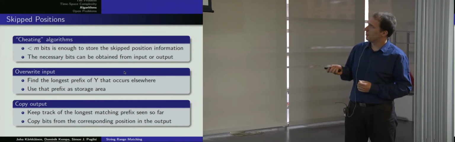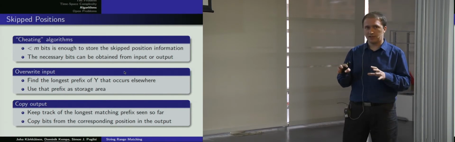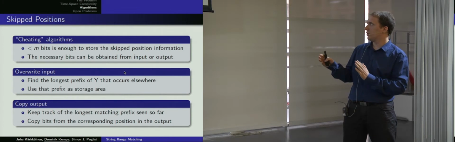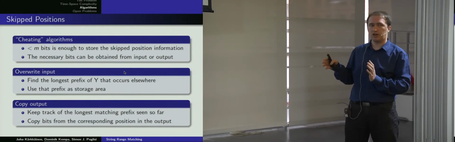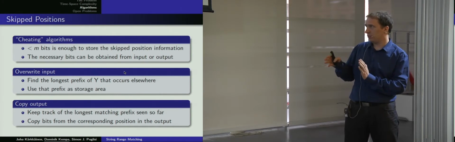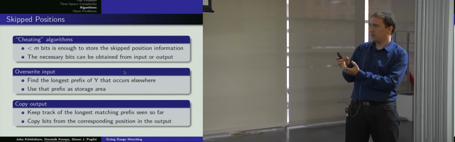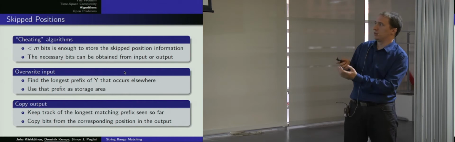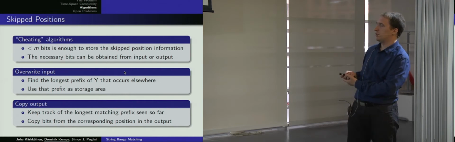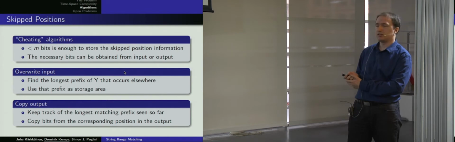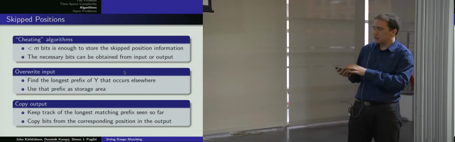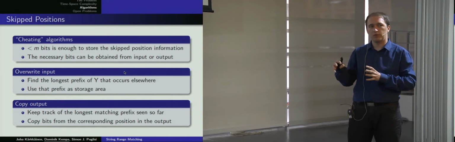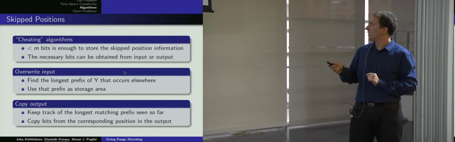The second algorithm creates the bits in the output, in some sense. During the algorithm, we keep track of the longest matching prefix seen so far. And whenever we have to do a shift, we copy the information about the skipped suffixes from the output. So we copy those bits, telling us which suffixes are smaller. In some sense, this is our memory right now, that we fill the output with information in time.